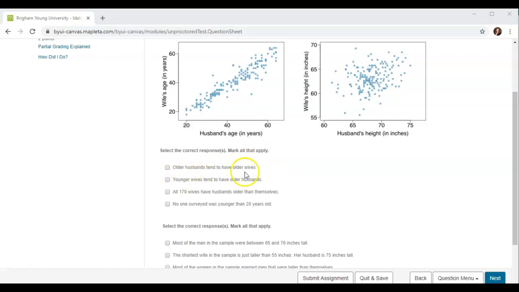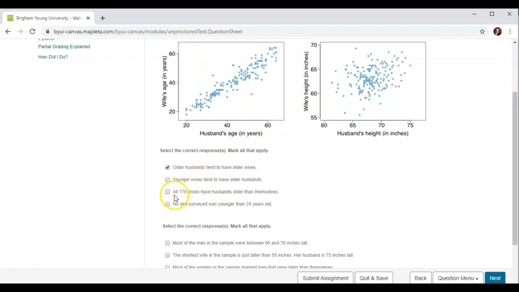Older husbands tend to have older wives. Okay, as we increase in age here, are we also increasing in age here? And yeah, that's the case, which gives us our positive correlation. So that's true. Next, younger wives tend to have older husbands. As we decrease here, we are not increasing here. As we decrease here, we are also decreasing. If it were younger wives tend to have older husbands, as we decrease in age, we would increase in age in this direction, and we would have a negative correlation this direction.